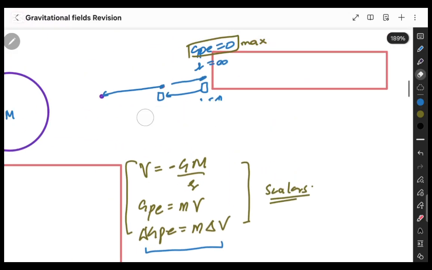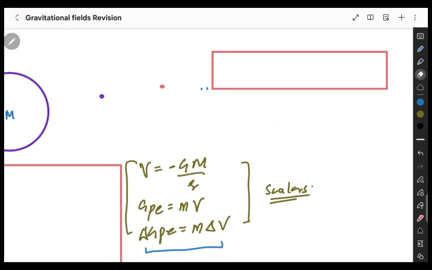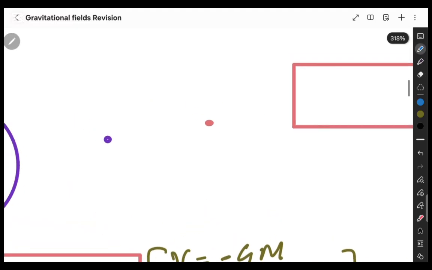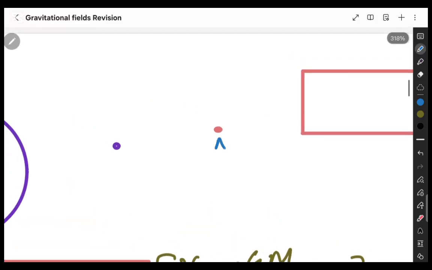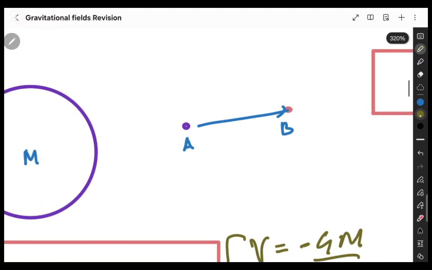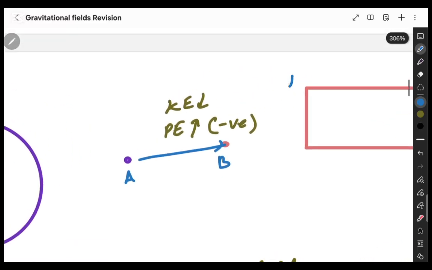Now I'm going to give you one quick situation that pops up a lot in exams. They'll typically say that a satellite goes from, let's say, A to B. So we're going from A to B. Now what's going to happen? Since we're going away, your potential energy is going to be going up, and your KE is going to be going down. But the potential energy will still be negative, because remember, the maximum value of the potential energy is at infinity, and that is 0.